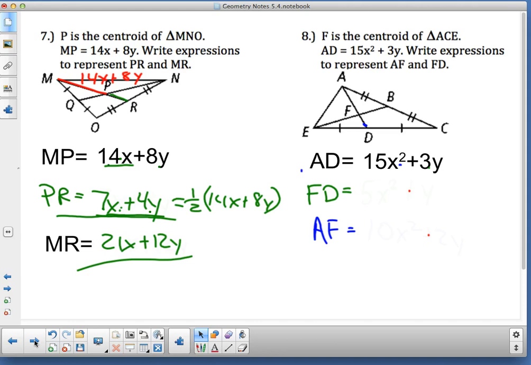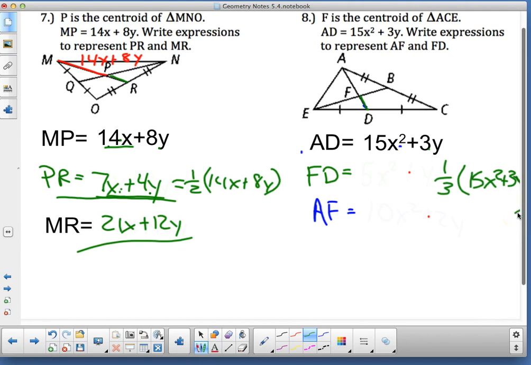Now keep in mind in problem 8, you have the full length. All 3 shares are in that full length. If you just wanted to find FD, you would have to multiply that 15x squared plus 3y by a third to find out what's going on. A third of 15 is 5. A third of 3 is 1. 5x squared plus y.